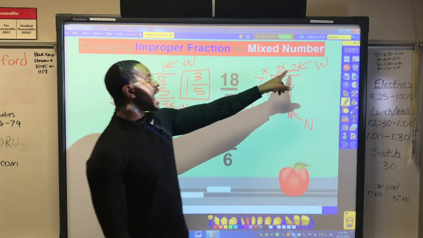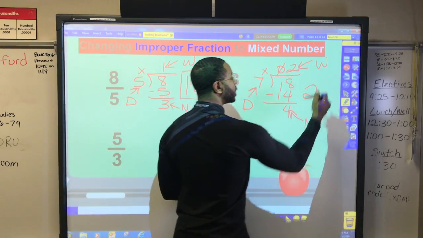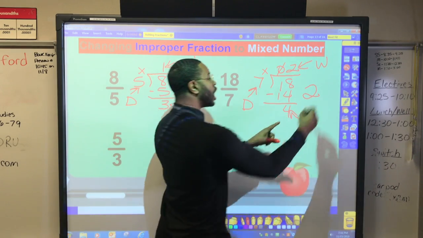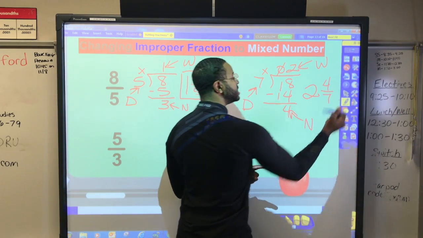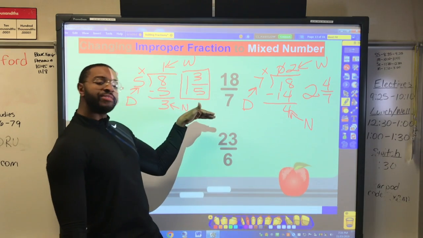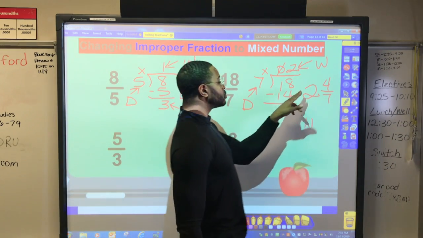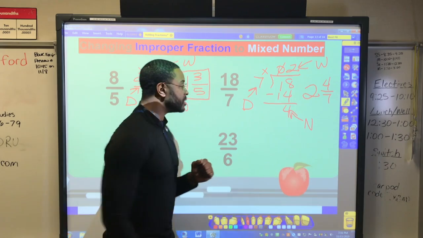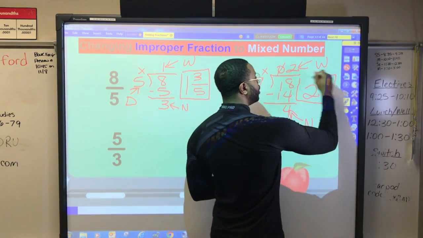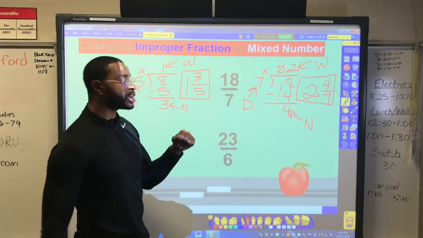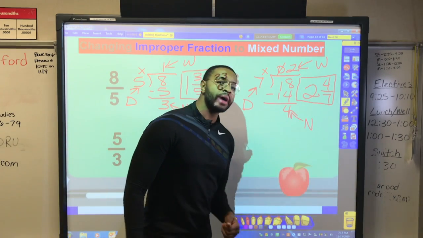So when I look at that, I have 2 wholes. I have 4 out of 7. So 18/7 is equivalent to 2 and 4/7. Okay? Boom. So that's how you change an improper fraction into a mixed number.